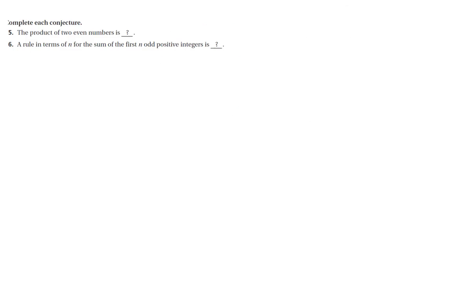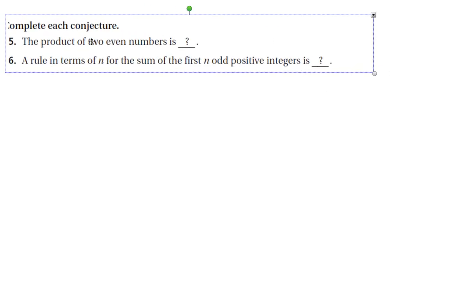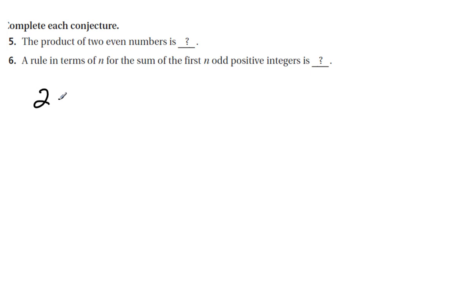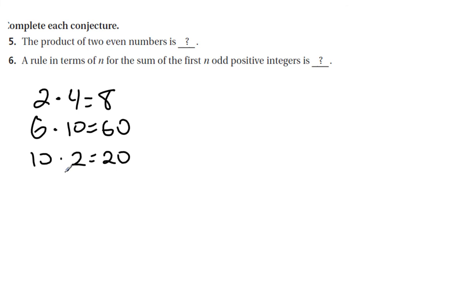Here's some better ones. Complete each conjecture. So complete the hypothesis. So if somebody said the product of 2 even numbers is what? So what we can do is we can look at examples, not counterexamples. We want actual examples. So 2 even numbers. So if I pick an even number, I could say 2 times 4, and that equals 8. Some other even numbers, I could pick 6 times, I don't know, 10, which is 60. I could pick 10 times 2, which is 20. We could keep going. Hopefully at some point you see a pattern here.